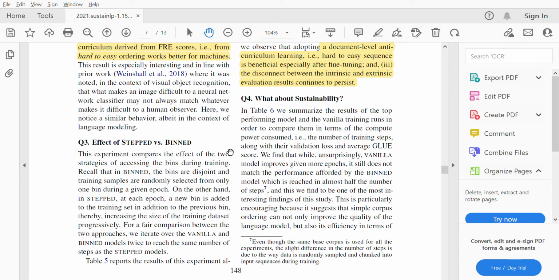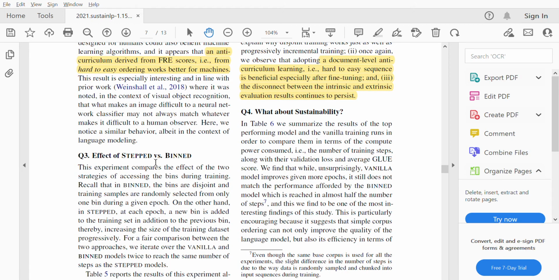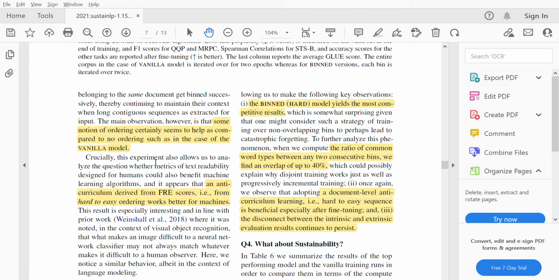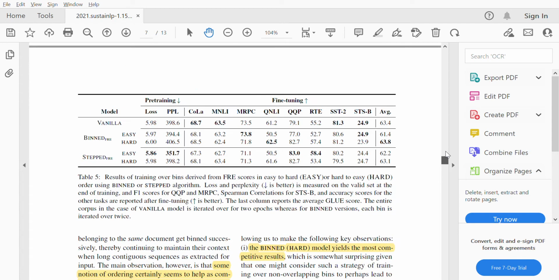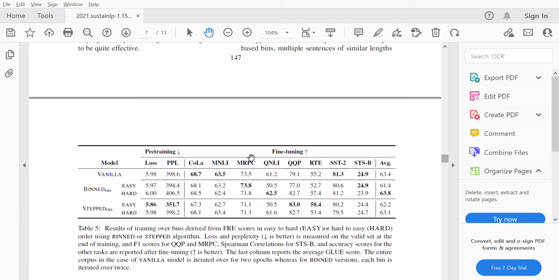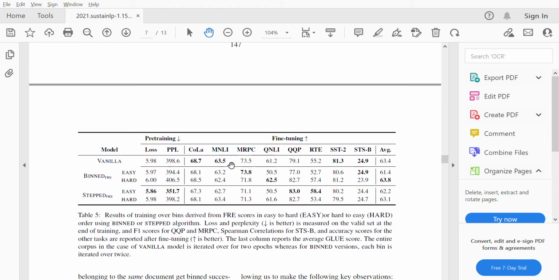The other experiment that they're going to run is for stepped versus binned. Like I said, stepped is when we integrate more examples from more complex, or perhaps less complex, examples as we go through training while keeping our initial words as well. So in Table 5, what they show is that there's kind of a mixed bag of how well that actually impacts things. You can compare the scores across here. In the average case, the step doesn't actually help all that much.